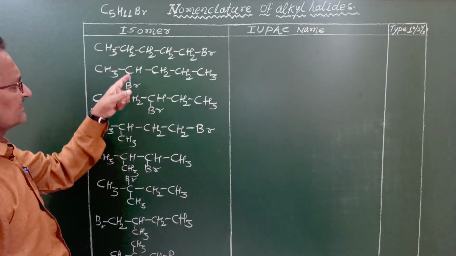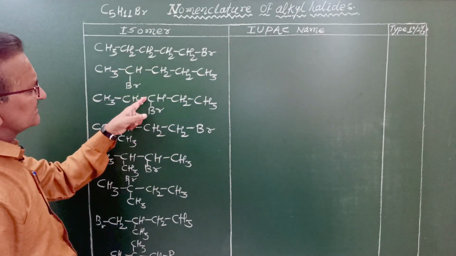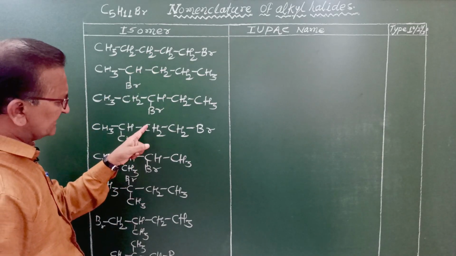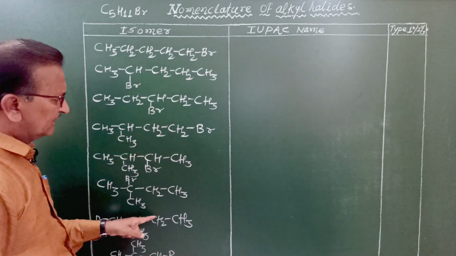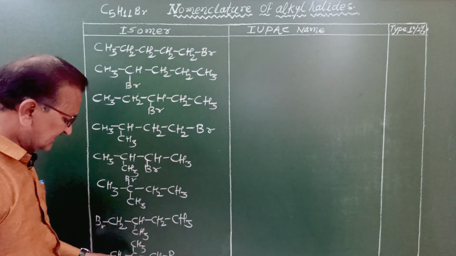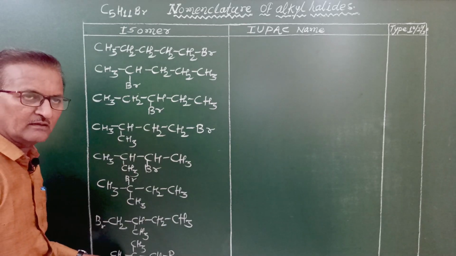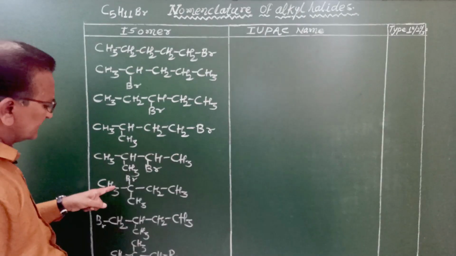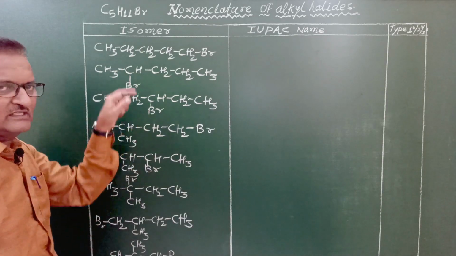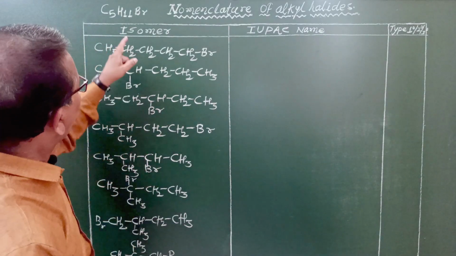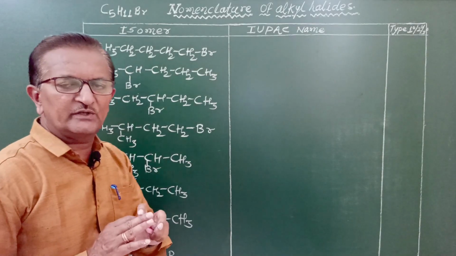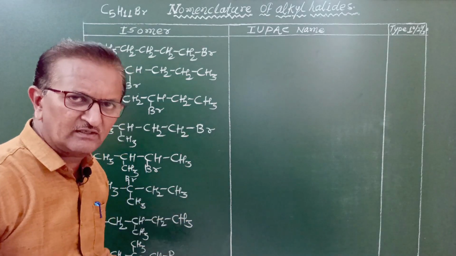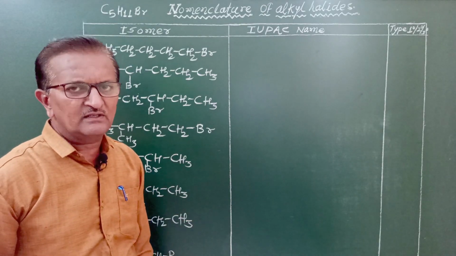Okay, so the first 3 examples are derived from n-pentane. The next 4 examples, 1, 2, 3 and 4, are derived from isopentane. And the last example is derived from neopentane. Total isomers are 1, 2, 3, 4, 5, 6, 7 and 8. All these are called structural isomers because they have the same molecular formula but differ in their structures. That's why they are called structural isomers of each other, and the phenomenon is called structural isomerism.